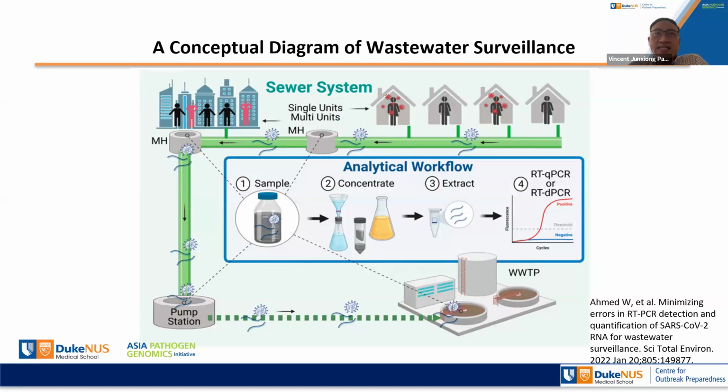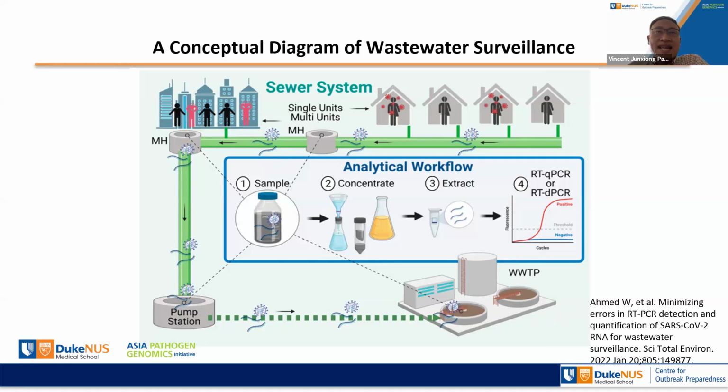And I would just like to highlight in these slides the conceptual diagrams of how wastewater surveillance typically looks. Wastewater surveillance is a system that collects wastewater, primarily from sewage pipes, which can be closed, semi-closed, or open systems, from either highly densely populated areas or sparsely populated areas. And it could also be collected from the wastewater treatment plant.